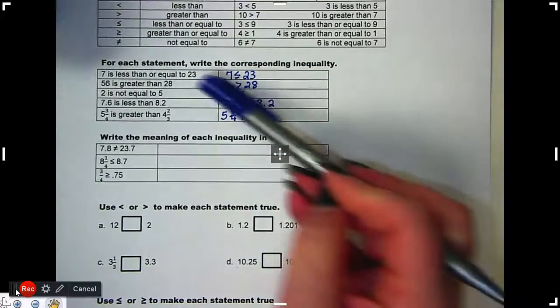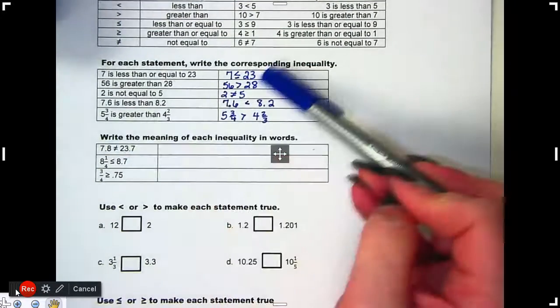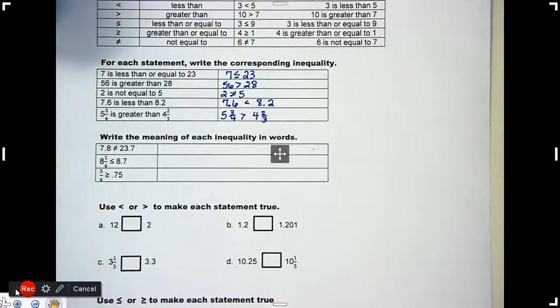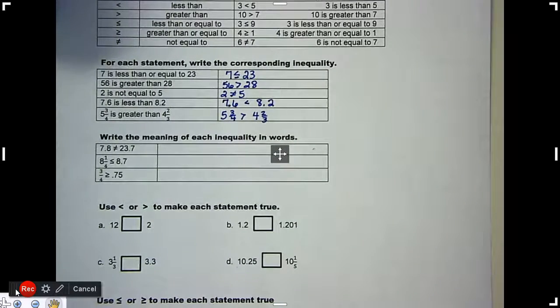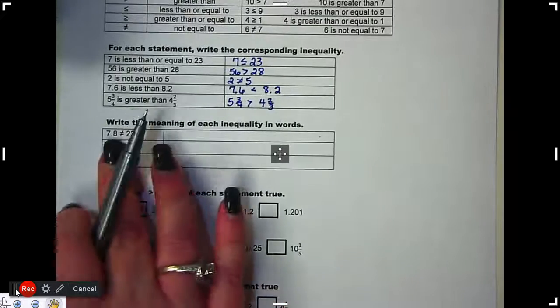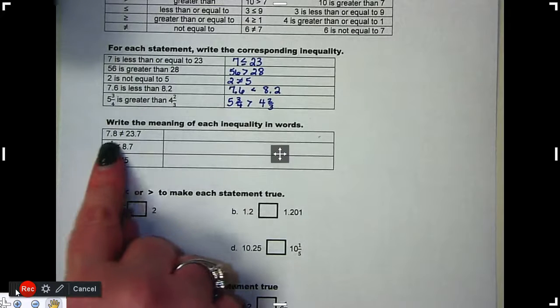All right, are there any questions about how to take these words and write an inequality statement? Okay, now we're going to take this statement and turn it into words. What would I say for this one? How would I read that? 7 8/10, Andrew?